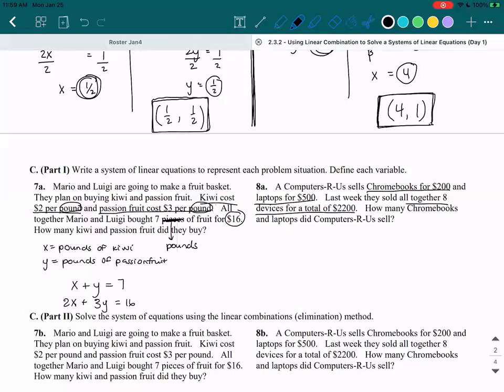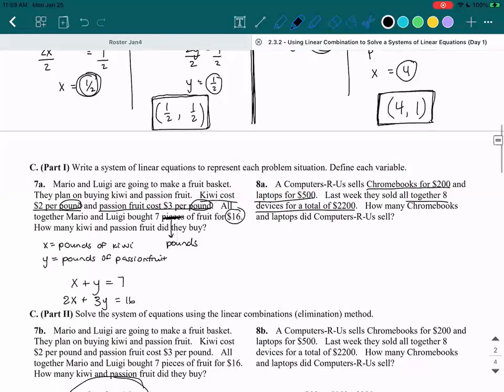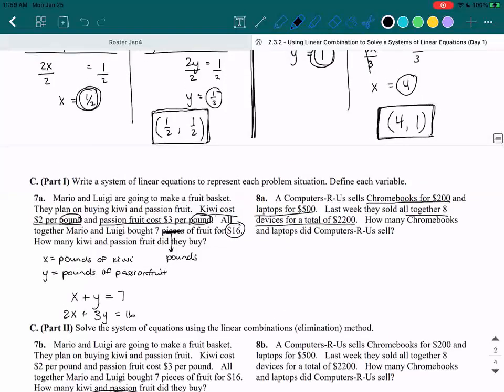So I don't know why the first one, they wanted us to use X and Y. Look at the answers. But for number 8, they want us to use C and L. So let's use C and L. C is going to be Chromebooks. And then L, I'm going to write it as like a curvy lowercase cursive L so that you don't think it looks like a 1. That's going to be laptops.